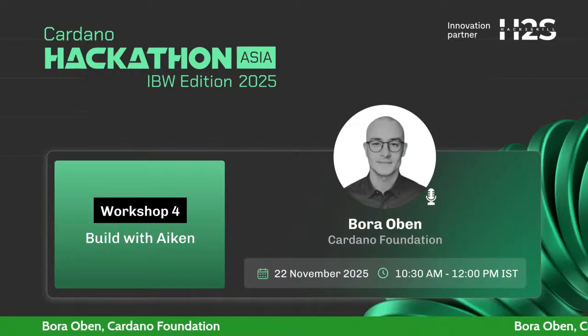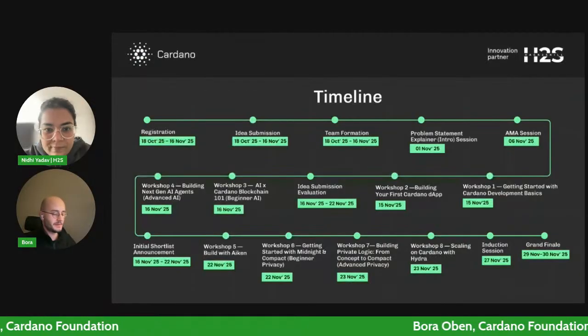Thank you for the introduction. Hello, everyone. My name is Bora. Today, I'll be taking you through the initial first steps into Aiken, and then we'll have the opportunity to go through some validator examples. I plan to keep the session around 45 minutes to 1 hour, depending on where we land with the time. Of course, we can keep going.